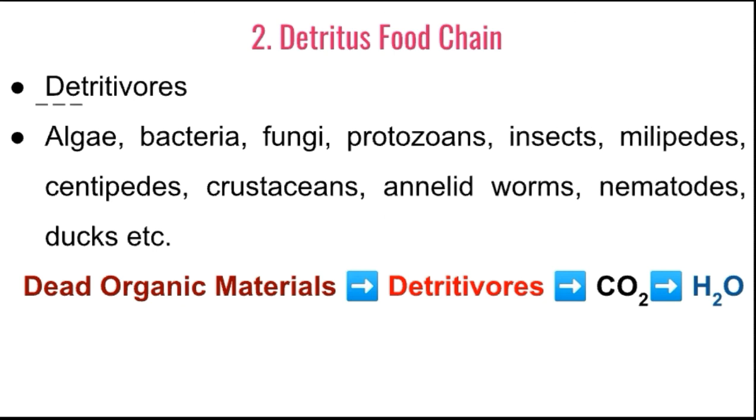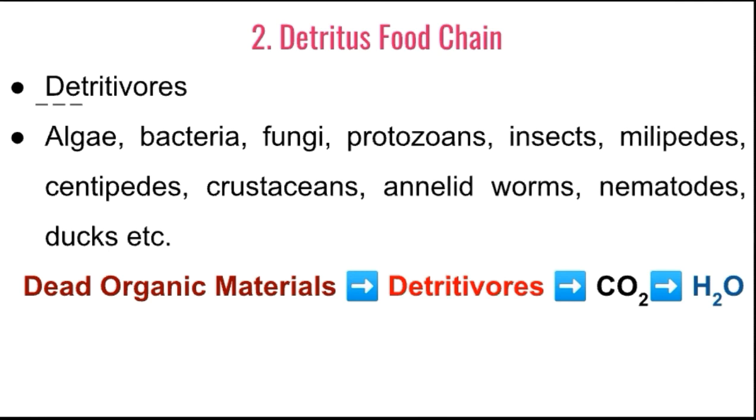The detritus animals include algae, bacteria, fungi, protozoa, insects, millipedes, centipedes, crustaceans, annelid worms, nematodes, ducks, etc. These are the animals included in the detritus food chain. Some amount of energy is trapped and excreted in the form of simple organic compounds, and this energy is again used by detritivores until it is converted into CO2 and water.